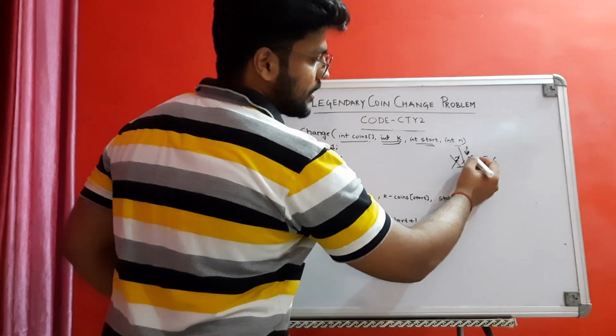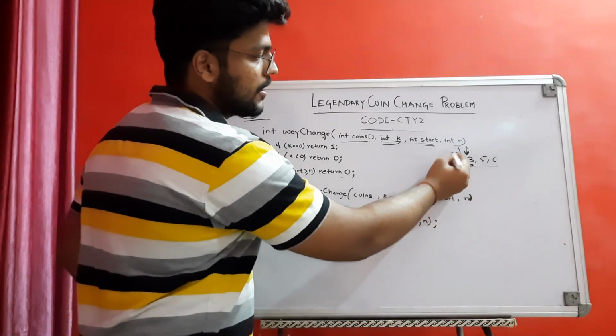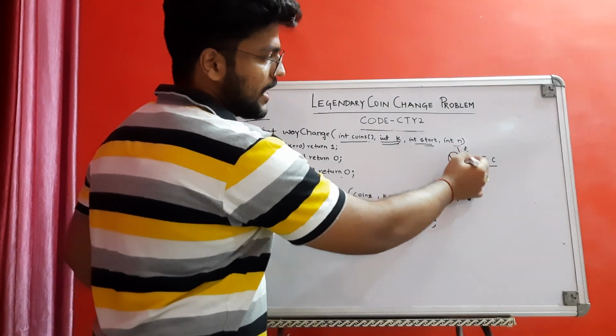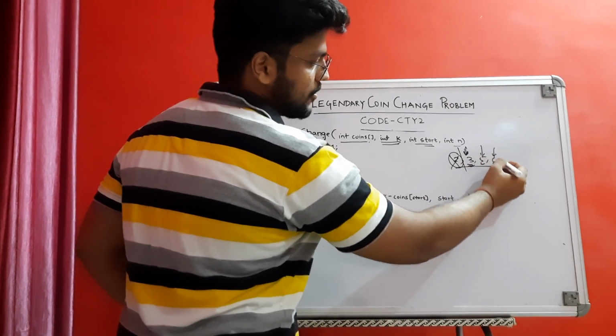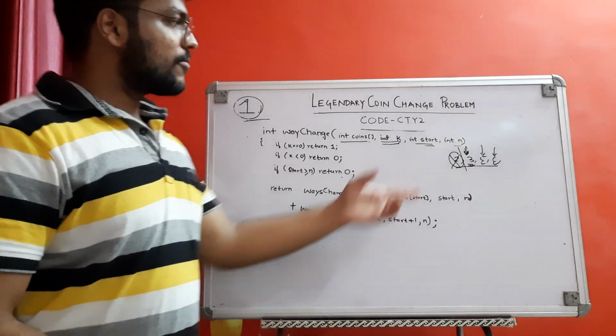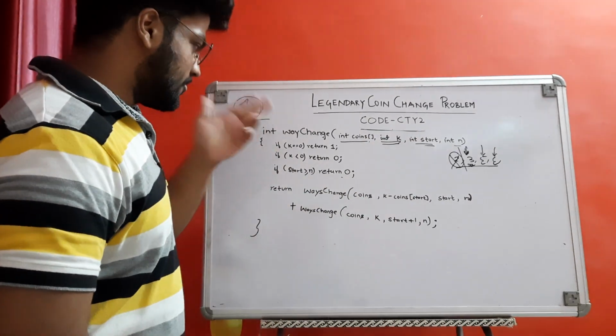If the start pointer is on 3, I won't use 2. If the start pointer is on 3, I will use 3. If the start pointer is on 5, I will use 5. If the start pointer is on 6, I will use 6. So this is the work of my start pointer. So start with the code.